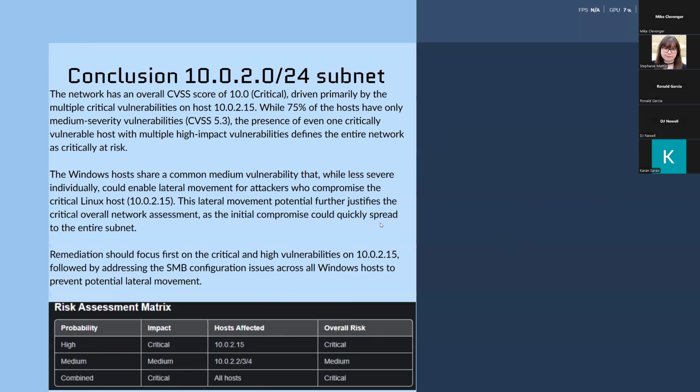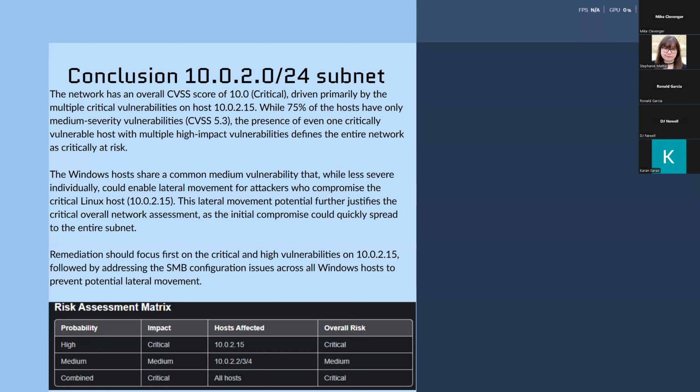And then this is going to be our conclusion for the subnet. The network has an overall CVSS score of 10.0, which is critical, driven primarily by the multiple critical vulnerabilities on host .15. And while 75% of the hosts only have medium severity vulnerabilities, the presence of even one critically vulnerable host with multiple high-impact vulnerabilities defines the entire network as critically at risk.